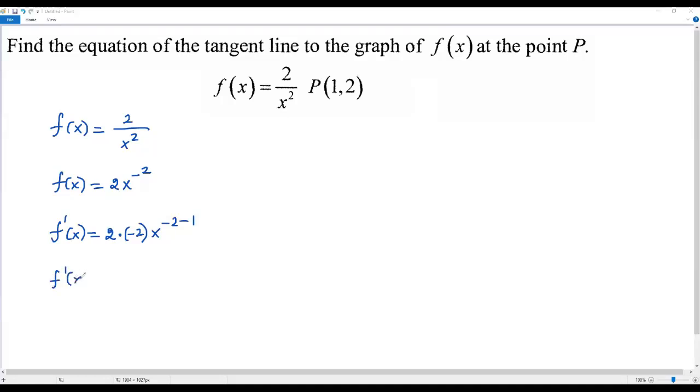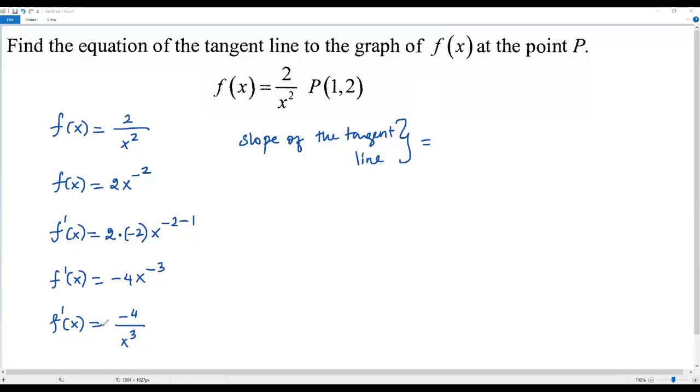So f prime of x equals 2 times -2, which becomes -4, times x to the power of -2 minus 1, which becomes -3. Now the exponent is negative, so we can move this term to the denominator to make the exponent positive. Then I get -4 over x cubed. Now I have the derivative of the given function. This represents the slope of the tangent line, but we have to find the slope of the tangent line at the point (1, 2).